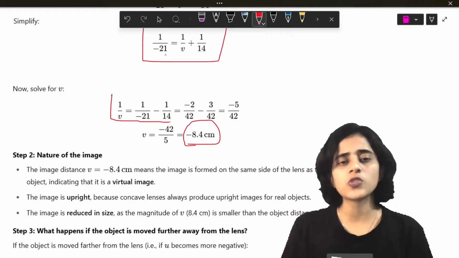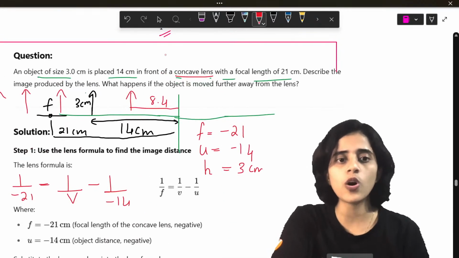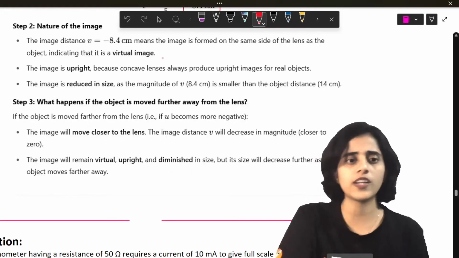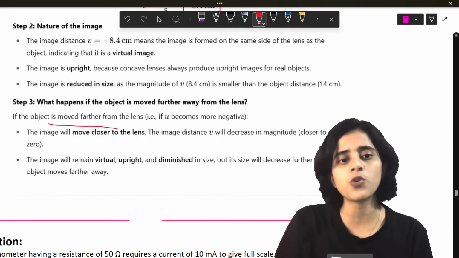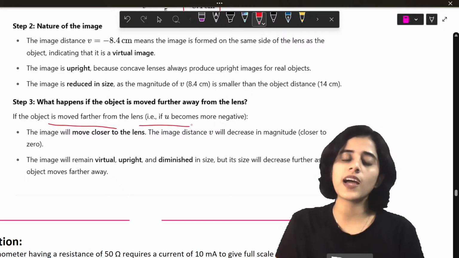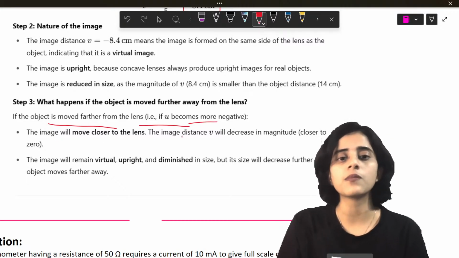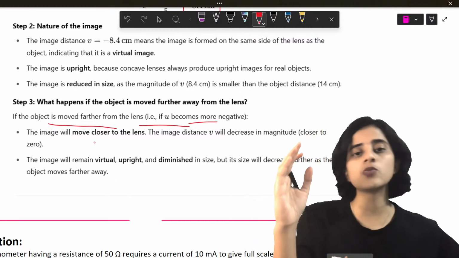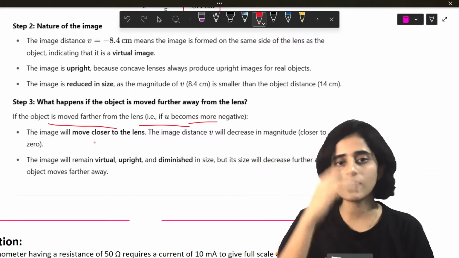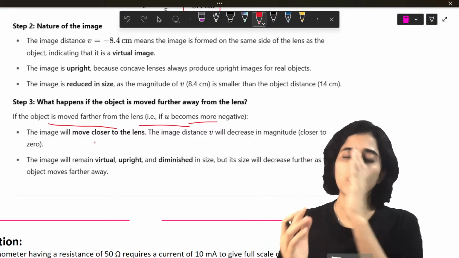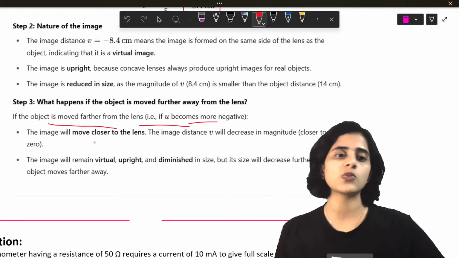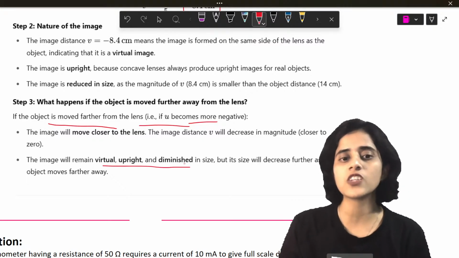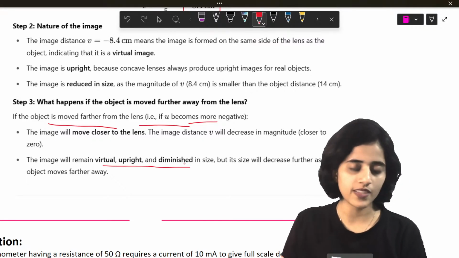Now there's one more part of the question. What happens if the object is moved away from the lens? If the object is moved further away, what will happen? u will become more negative. As the object is moved away from the lens, the image will always move closer to the lens. That's always like that. It will always be virtual, upright and diminished.